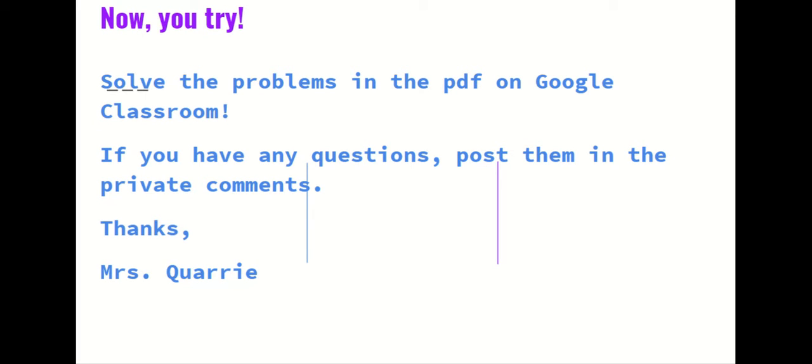So now guess what? It's your turn to try. Solve the problems in the PDF file on Google Classroom. There's a PDF file where you're going to have to solve some multiplication one-step equations, and you're going to do that by doing division. And then tomorrow we'll do the division one-step equations.